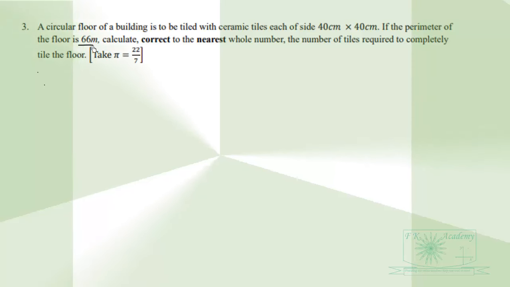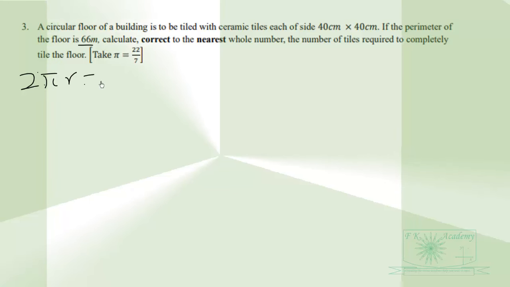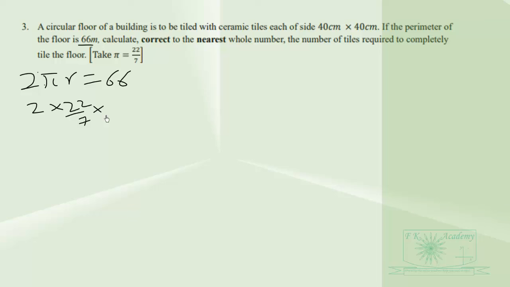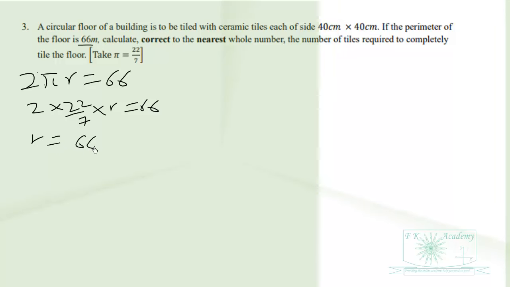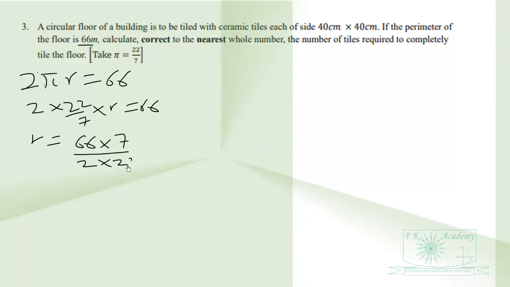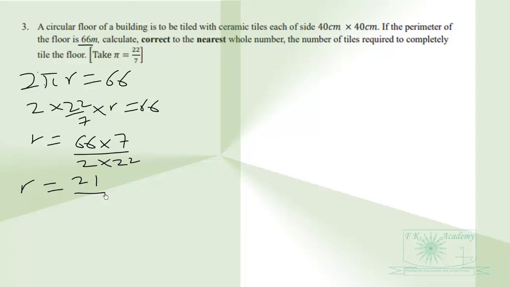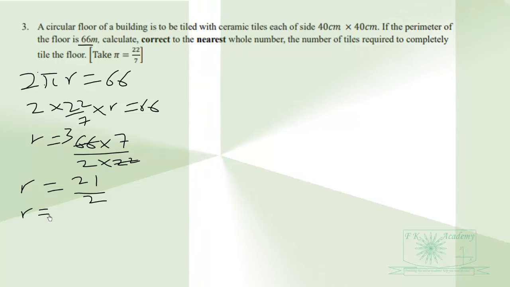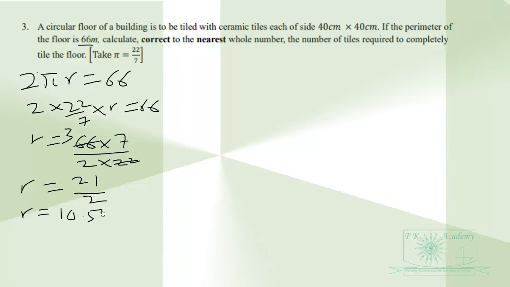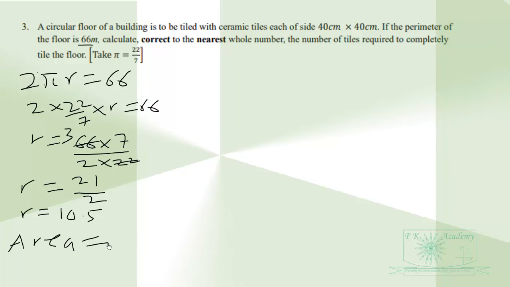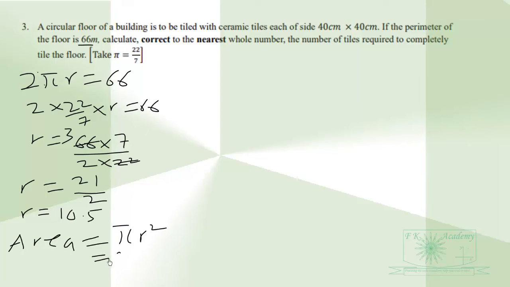So we know that the perimeter of a circle is 2 pi r, which is equal to 66 meters. So 2 times 22 over 7 times r is equal to 66. So r will be equal to 66 times 7 over 2 times 22, and that will give us r to be equal to 21 over 2, or r is equal to 10.5. So we know the r to be 10.5, so the area of the circular floor will be equal to pi r squared, which is 22 over 7 times 10.5 squared.